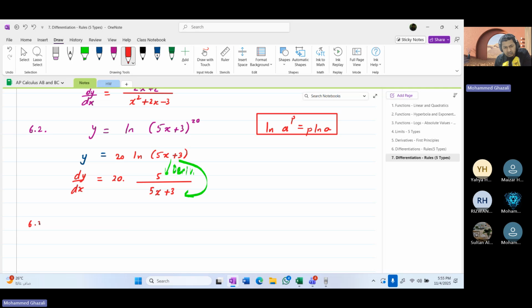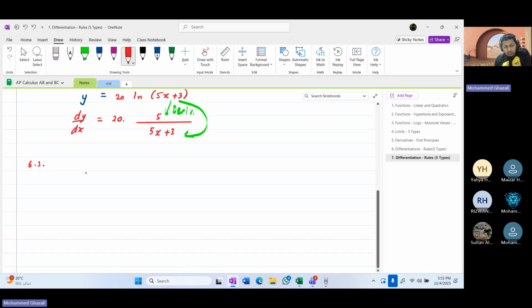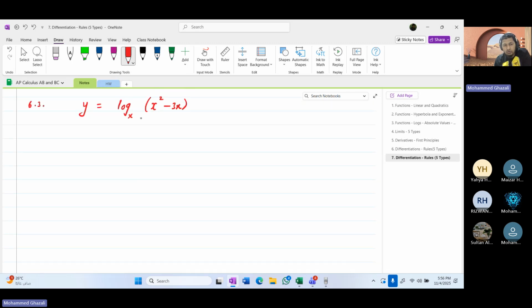Let me give you something more difficult with a rule like this. I will say y equals log of x squared minus 3x, base x. Now what we're going to do, we are going to convert this into ln form because it has a log there. So we're going to say ln of x squared minus 3x divided by ln x. Now remember, we have a problem.